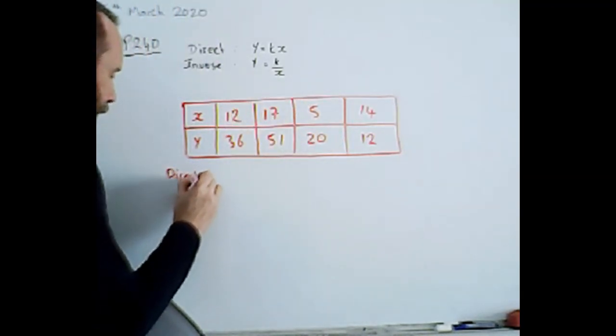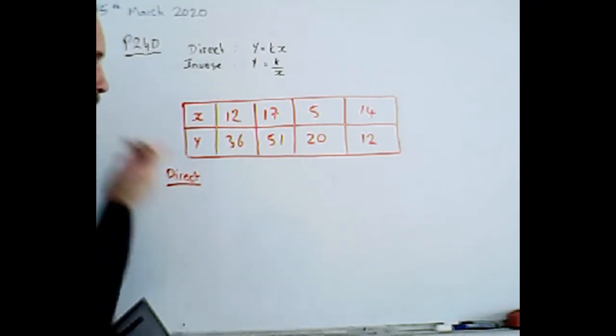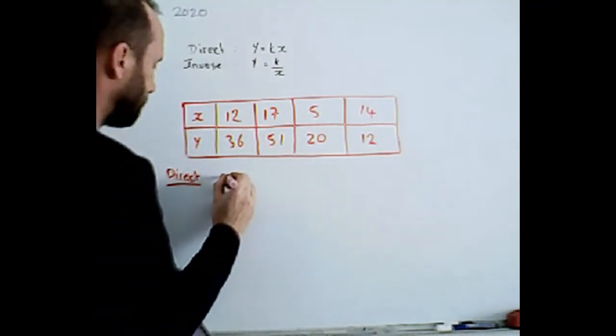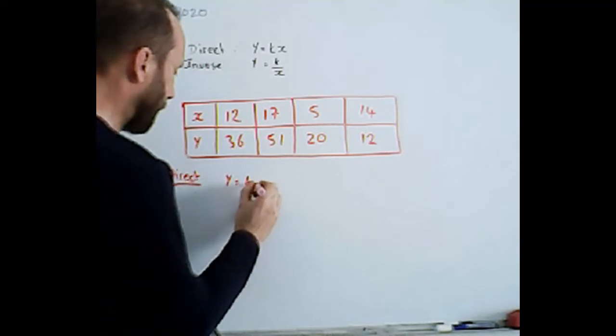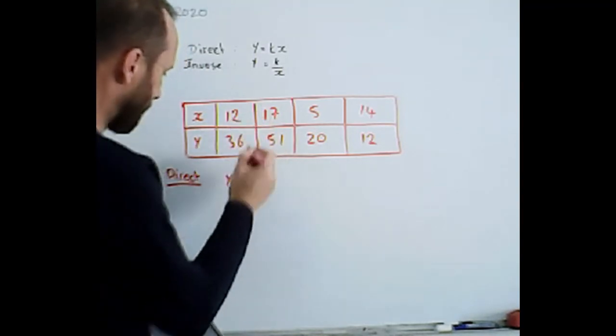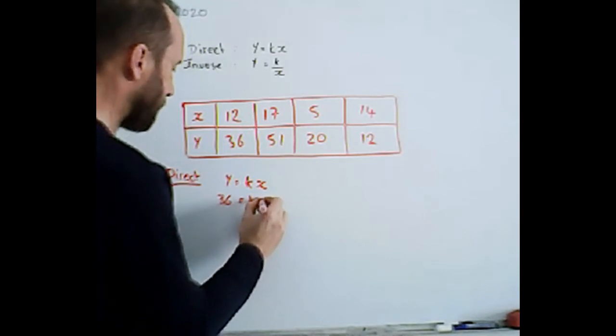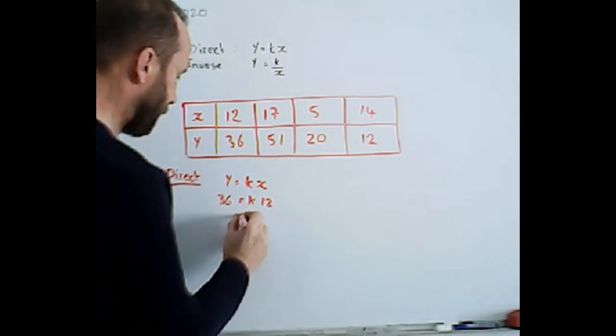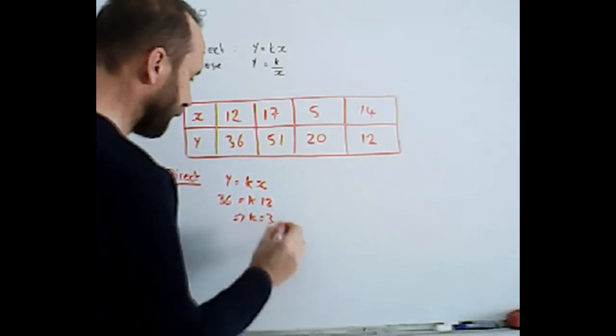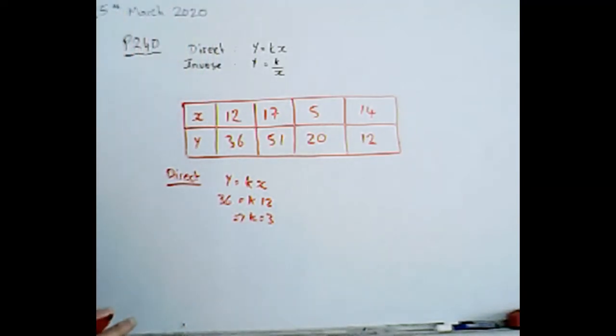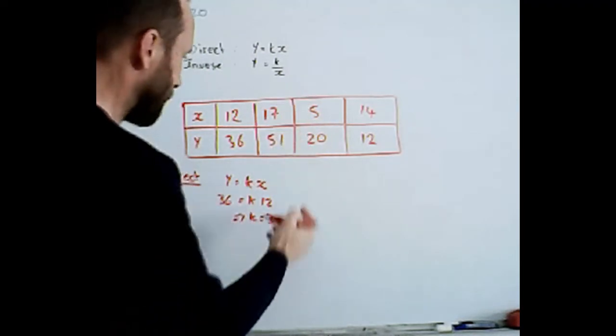So, let's try and see if it's directly proportional first. If it's directly proportional, y equals kx. So in this case, 36 would be k times 12, so therefore k equals 3. Straightforward, that would be nice, wouldn't it? Again, it's a nice number. So let's try it with this one here.